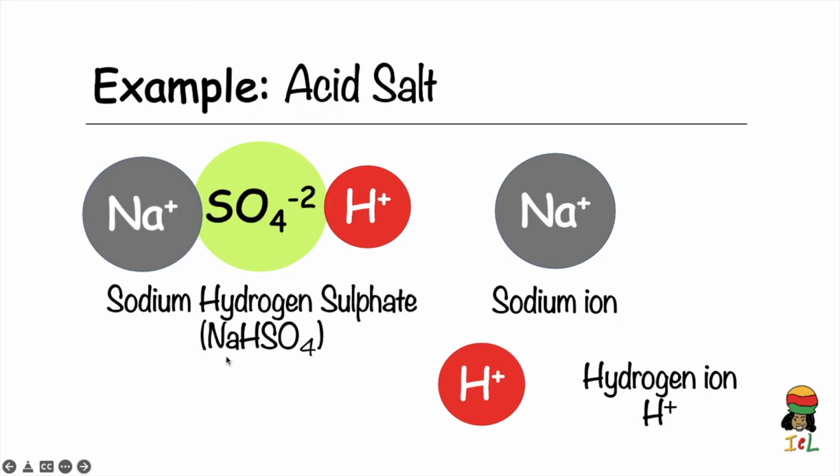Note how acid salts are named. It comes with the name of the metal first, sodium, followed by hydrogen, and then the name given to the salt as a result from the acid from which it was made. We started off with sulfuric acid, so the salt formed is called a sulfate.